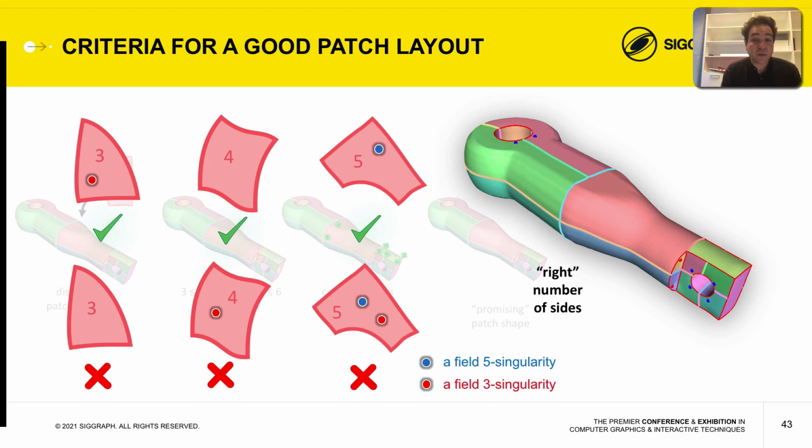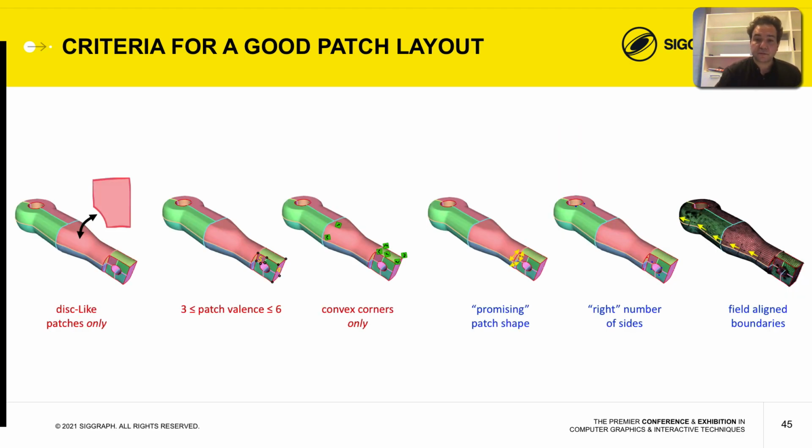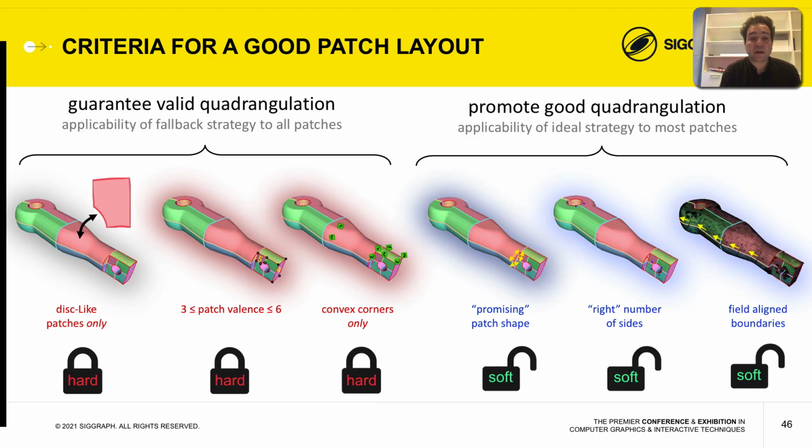Also, we want the patch valence to match the valence of the singularities of the underlying field. Finally, the patch layout should be coherent with the underlying cross field, meaning it should more or less have the same orientation. So to derive a patch layout, we have a set of constraints to be satisfied. Some of them have to be satisfied in a hard manner, so they are mandatory to obtain a quadrangulation, while others can be satisfied in a soft manner because they mainly regard the beauty of the final tessellation.